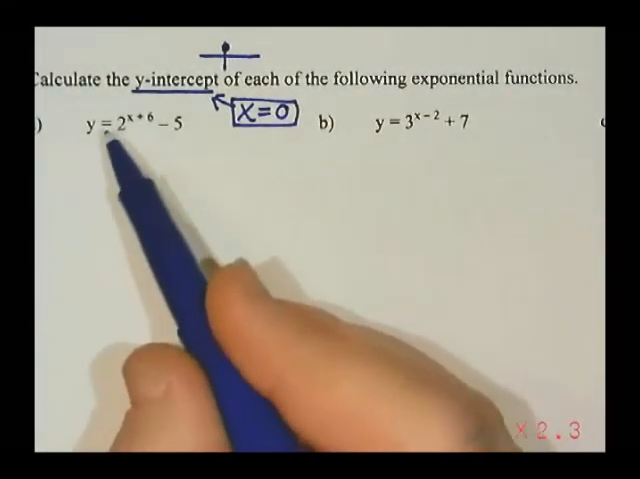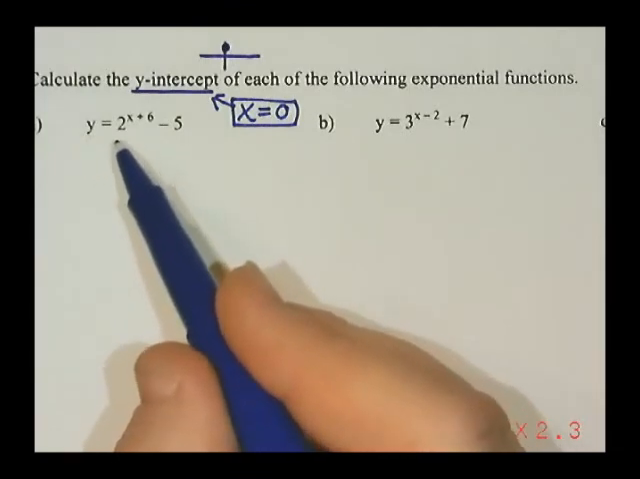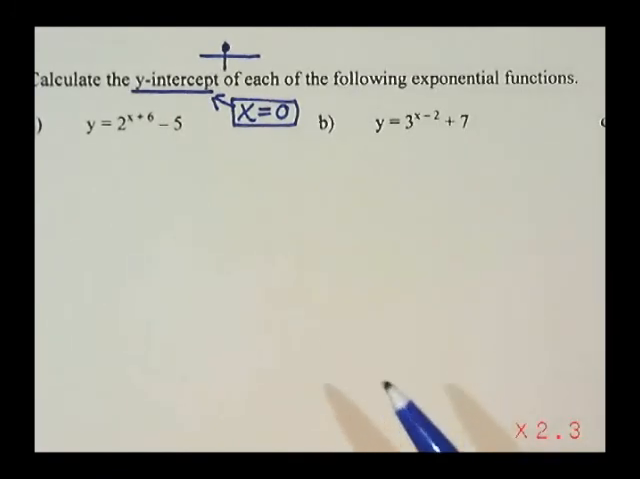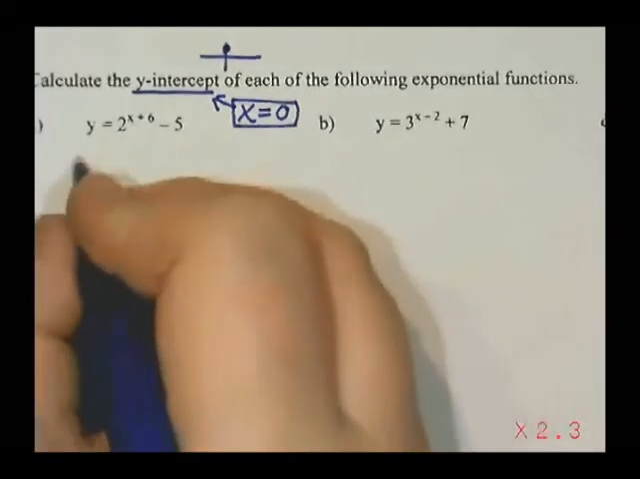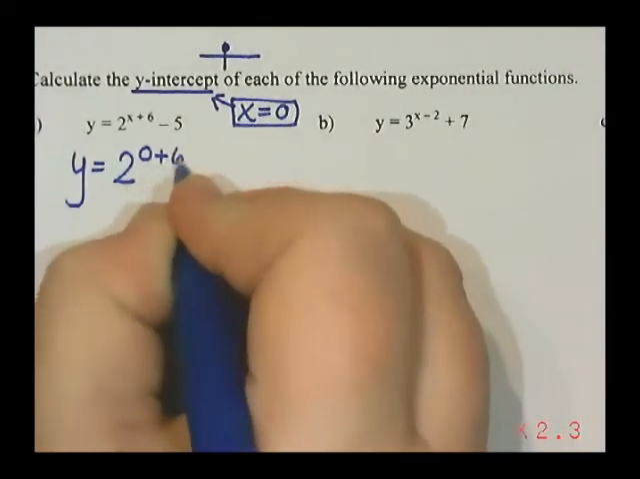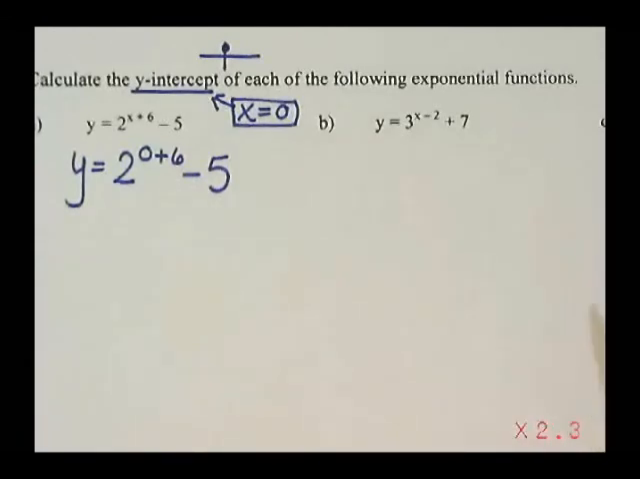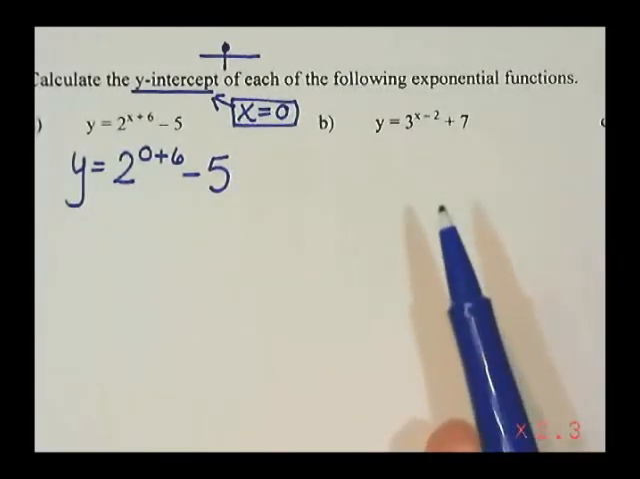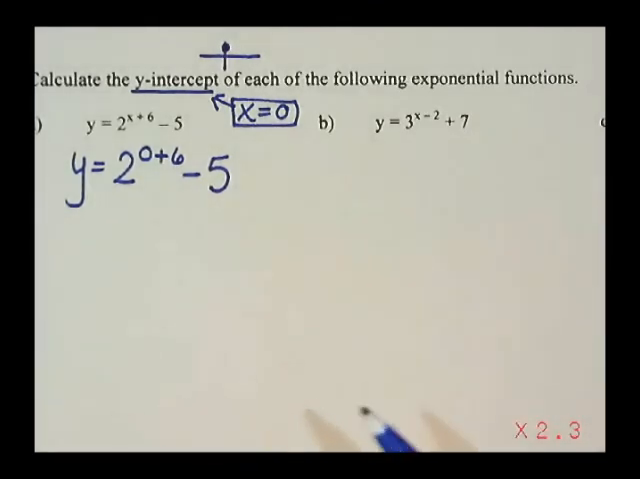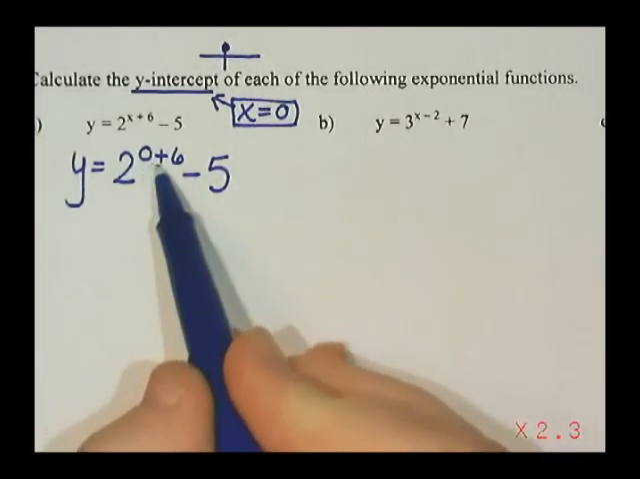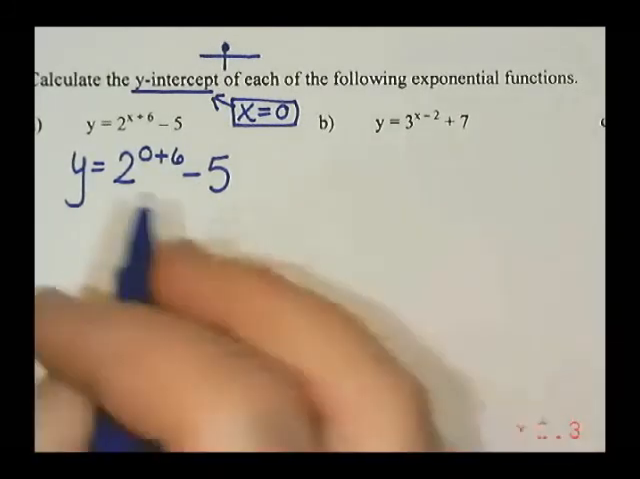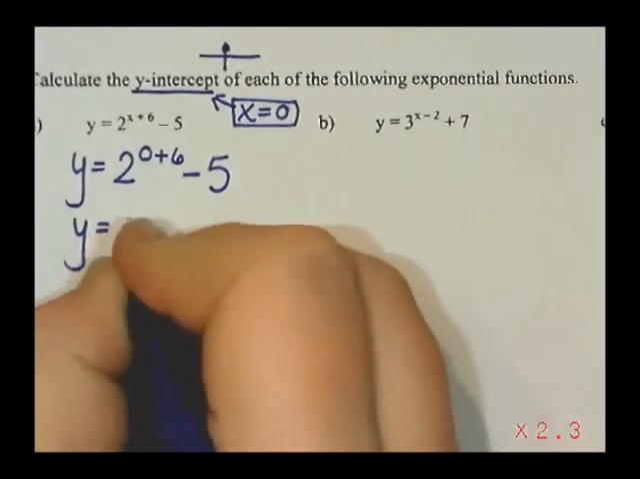So for the first one, we're going to take our equation y equals 2 to the power of x plus 6 minus 5. And everywhere we see an x, we are going to substitute in 0. So we're going to get y equals 2 to the power of 0 plus 6 minus 5. So order of operations tells me we do brackets, exponents, multiplication and division, addition and subtraction. So in this case, I have a 0 plus 6 in my exponent, so I am going to start there since I didn't have any brackets. 0 plus 6 is 6.